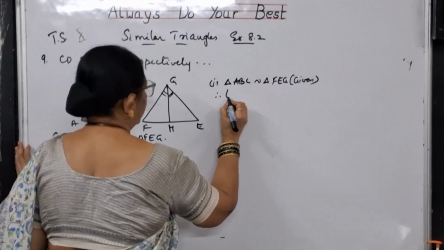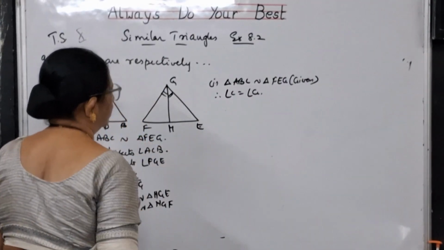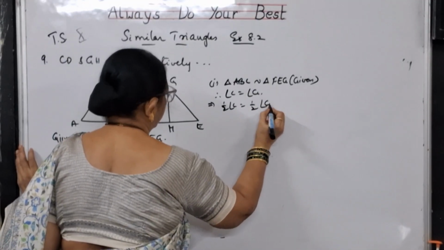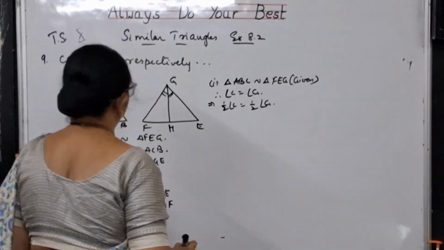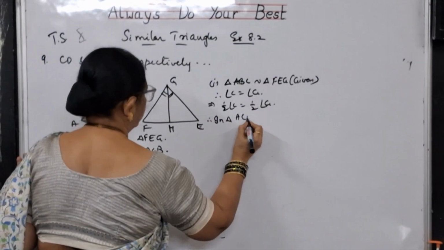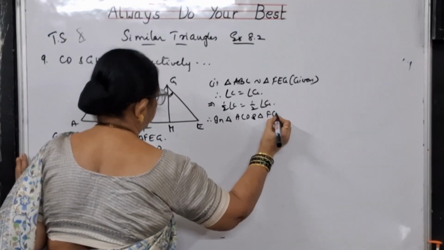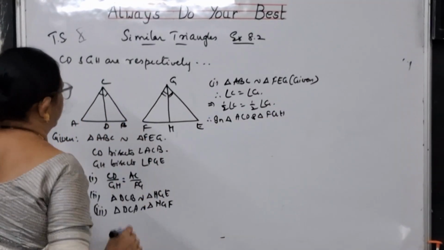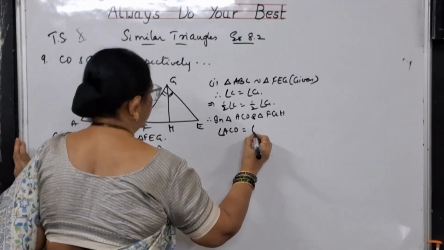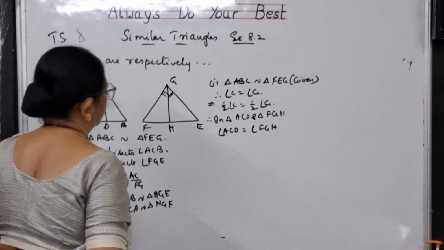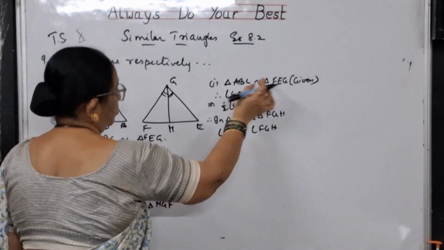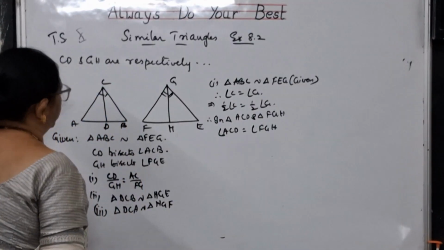Therefore, angle C is equal to angle G. What does this imply? Half of angle C is equal to half of angle G. So, in triangle ACD and triangle FGH, in these two triangles, angle ACD is equal to angle FGH. Why? Because the angles are equal. Why are the angles equal? Because the triangles are similar. Already I have explained.